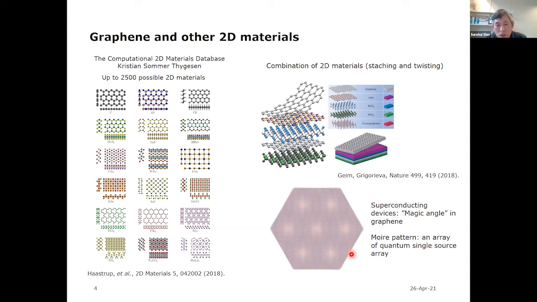So this figure shows two examples. One is that we can realize a superconductor in twisted bilayer graphene with magic angles. And also for transition metal dichalcogenides, we can realize localized excitons by use of a Moiré pattern. Actually, there is a very interesting topic where we can realize arrays of quantum single photon sources by use of this twist angle technique.